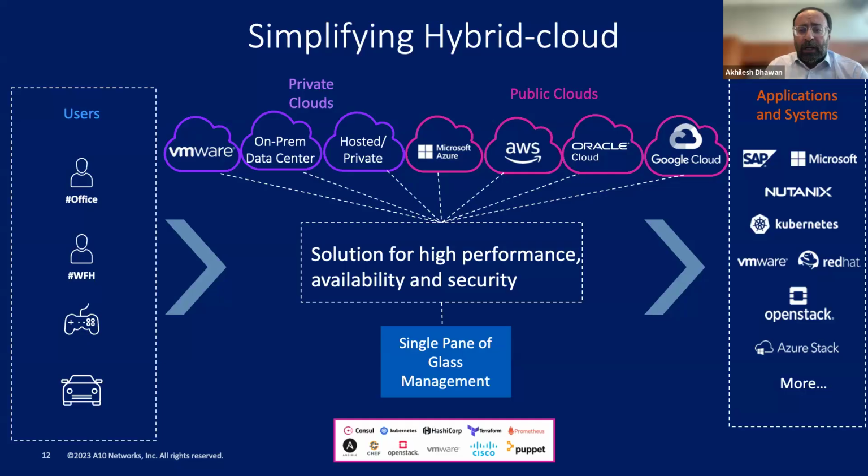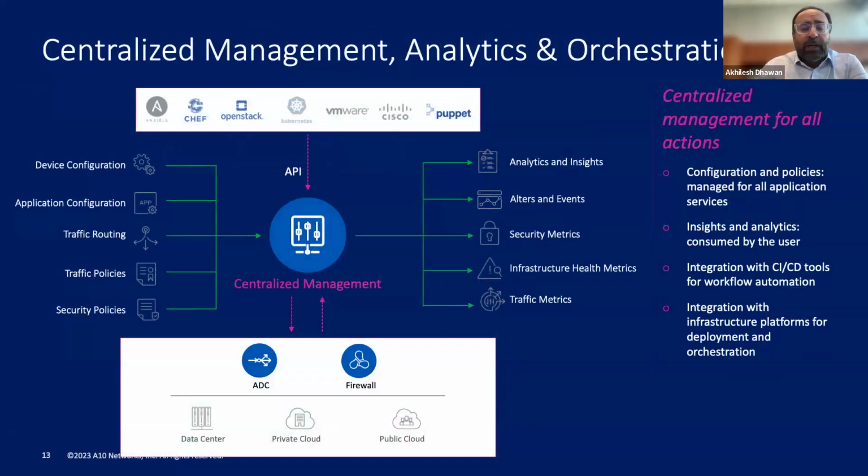A centralized solution allows them to centrally manage the products, but also set up the policies for traffic routing, set up the policies for how they want to redirect the traffic, and look at the insights. They can now monitor all the traffic coming in through their single solution through one single pane of glass. They get alerts and events in one place. They can get all the security metrics and the health metrics in one place. So it makes it very easy for customers to manage one solution as opposed to managing multiple solutions.